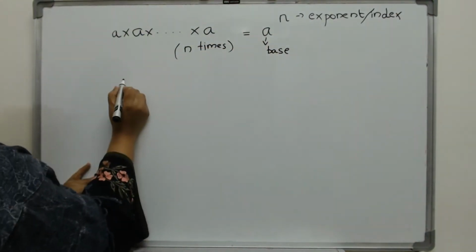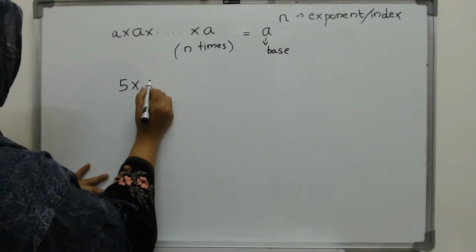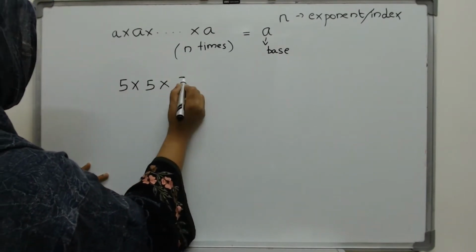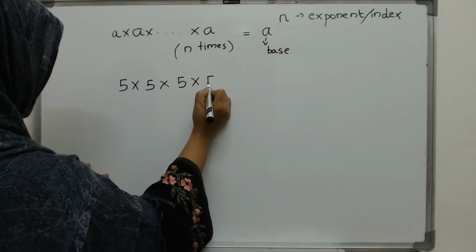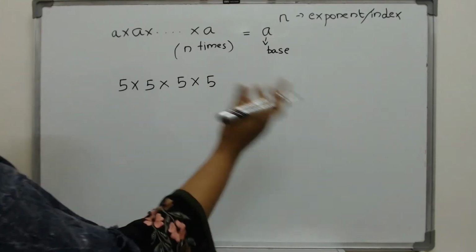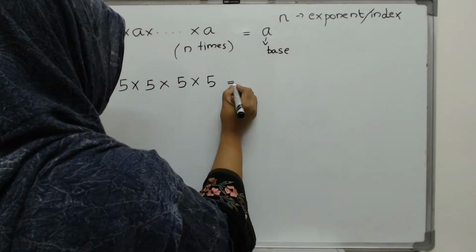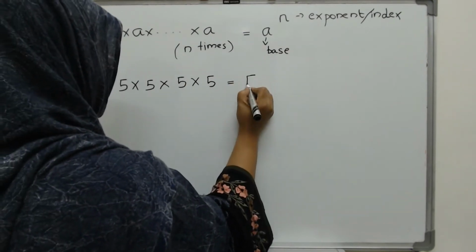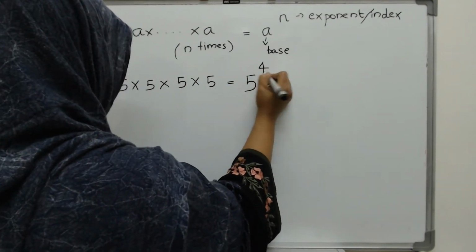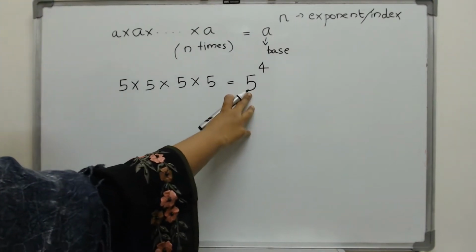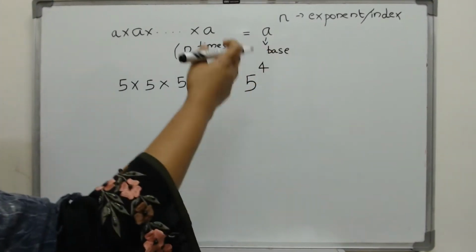Now for example, consider the number 5, which is being multiplied 4 times with itself. So we can write this exponentially as 5 raised to 4. Here 5 is the base and 4 is the exponent or the index.